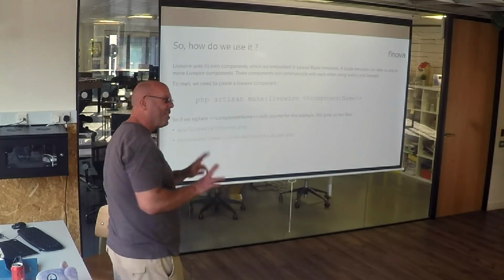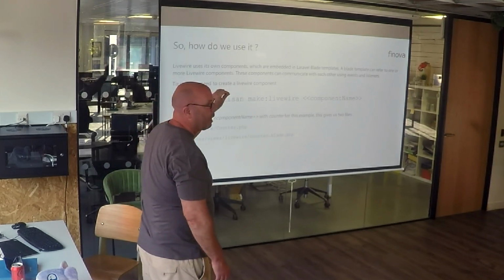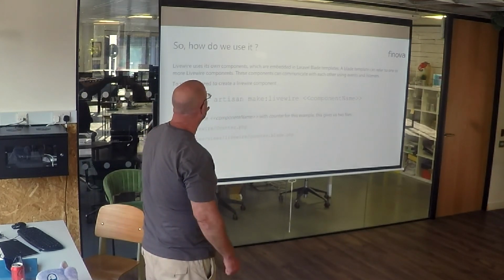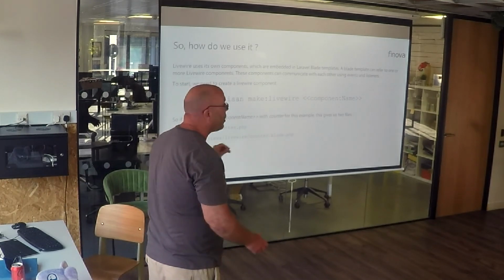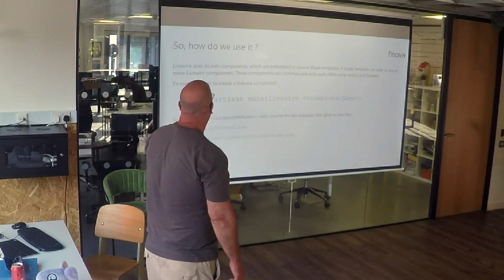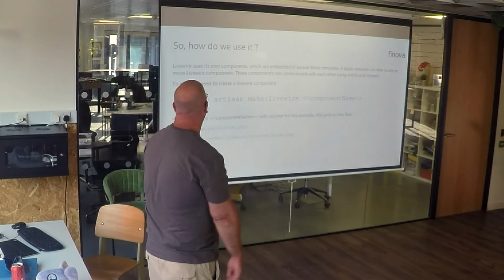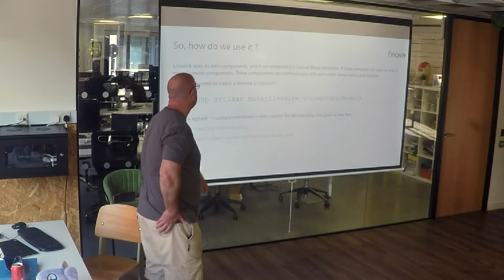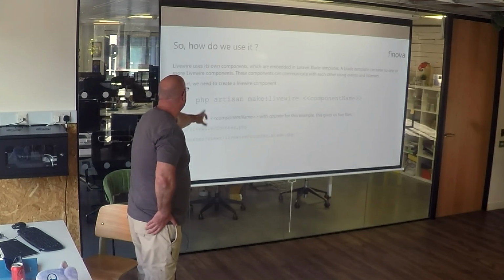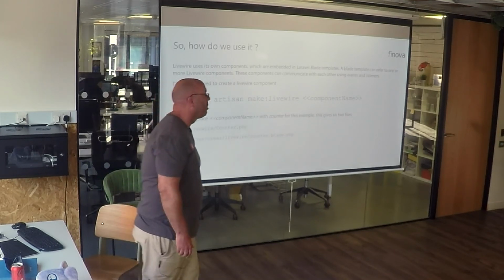So how do we use it? There is a demo coming soon. So Livewire uses its own components, which are embedded in Laravel Blade templates. So it's all within Blade. So a Blade template can refer to one or more Livewire components, and these components can communicate with each other if you want to, using events and listeners. So to start, we just use an artisan command, and that's just php artisan make:livewire, and then the name of your component. So if we were going to use the word counter, it gives us two files. It gives us the backend file, Counter.php, the class, and then it gives us a Blade file to match. Okay, so you get two files.